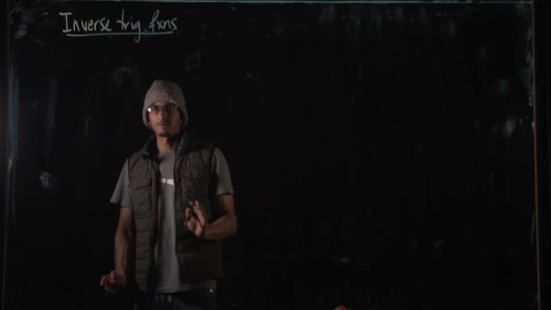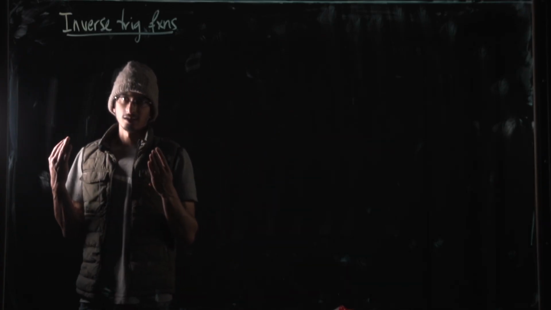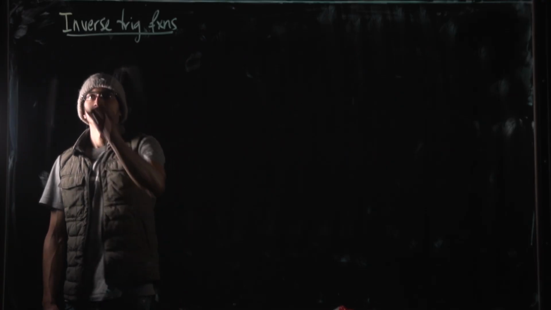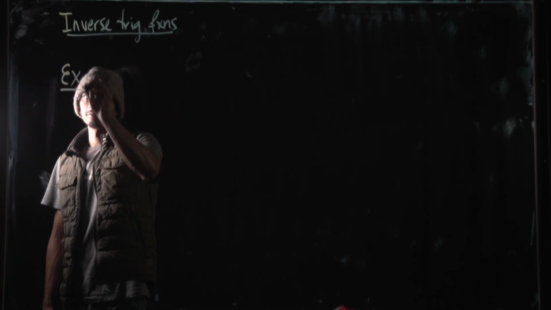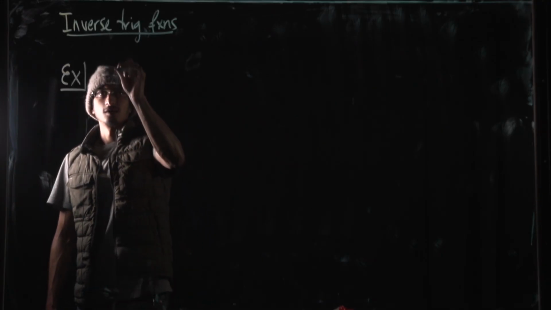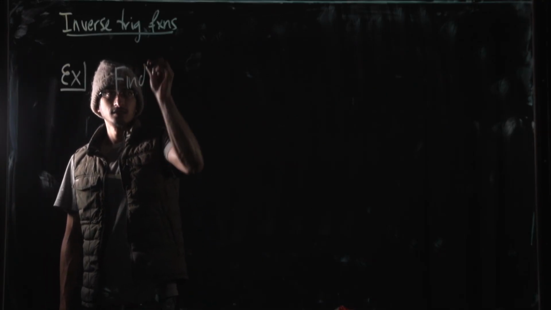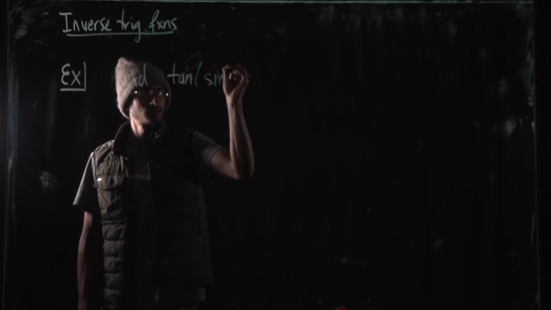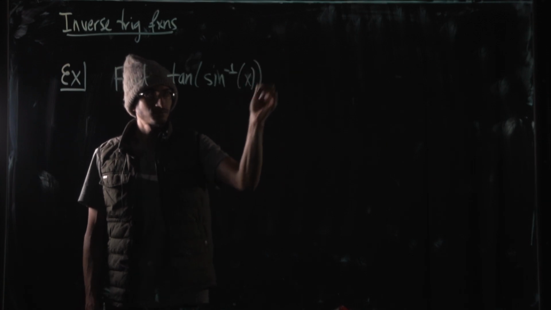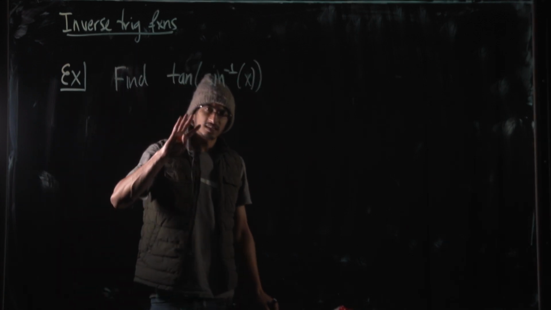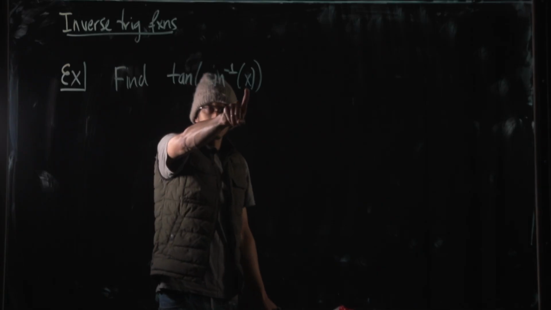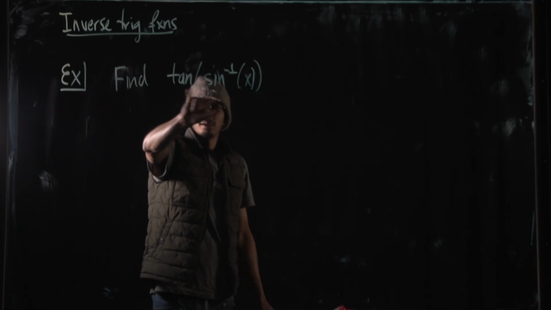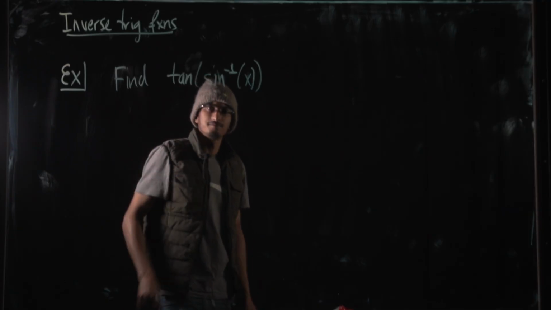So the next thing I want to do is look at compositions of a function and an inverse trig function. Here's an example you might see. Find the tangent of the sine inverse of x. Let's break this down over here. X is a ratio. Sine inverse of that ratio gives you an angle. I want to find the tangent of that angle.